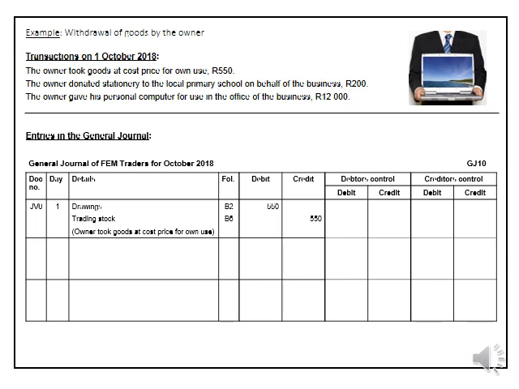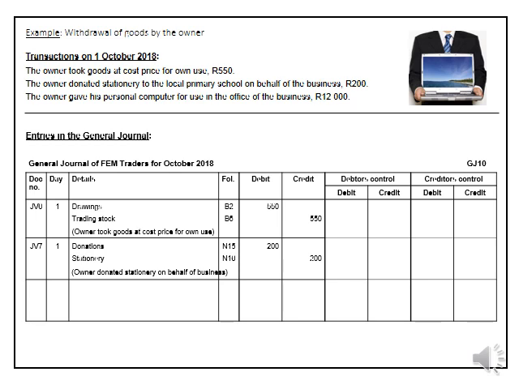Remember the account that we debit first and the account that we credit second. Let's look at the second transaction. The owner donated stationery to the local primary school on behalf of the business. So it is an expense to the business, which means donations will be debited. What did we donate? Stationery. Stationery will be credited. Owner donated stationery on behalf of business.